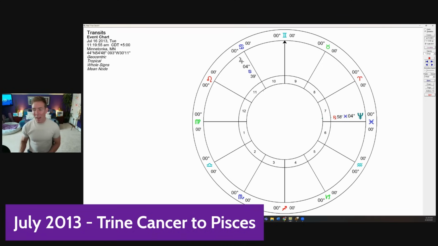Now, that trine from Cancer to Pisces in July of 2013, a broad way of thinking about it as you're tracking it is just what was in the process of developing, building momentum, and also from the square, maybe what had differentiated. That's another way of thinking about the trine coming off from the square. What's integrating after a differentiation period?